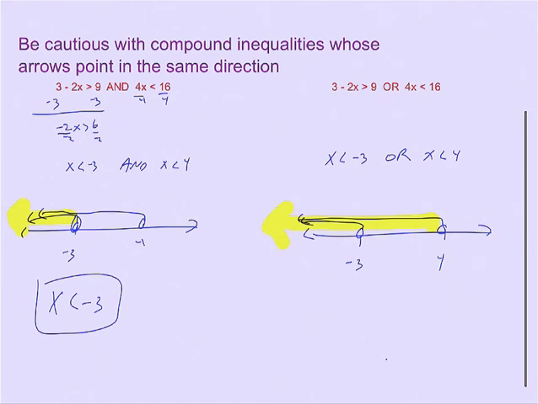So because this was an or inequality, I really don't have to pay any attention to that negative 3. It doesn't matter to me. If a number is less than negative 3, well, it's already less than 4, so it would already satisfy that inequality.